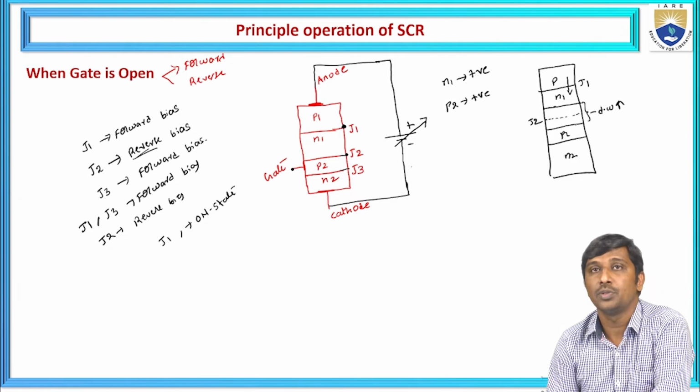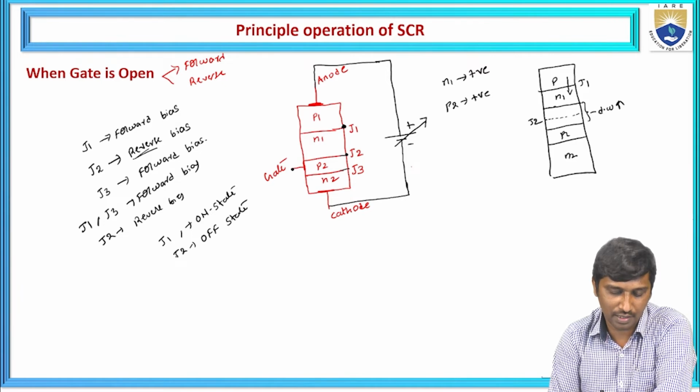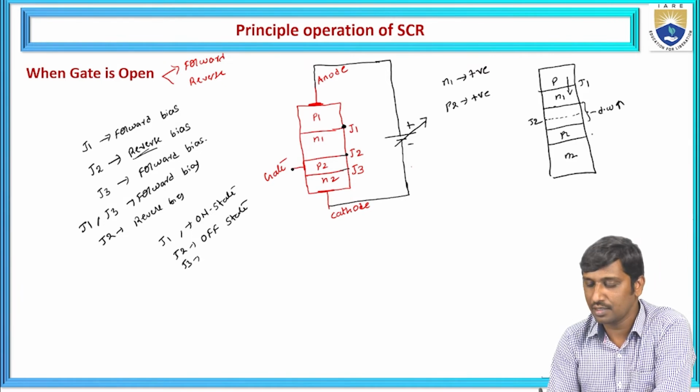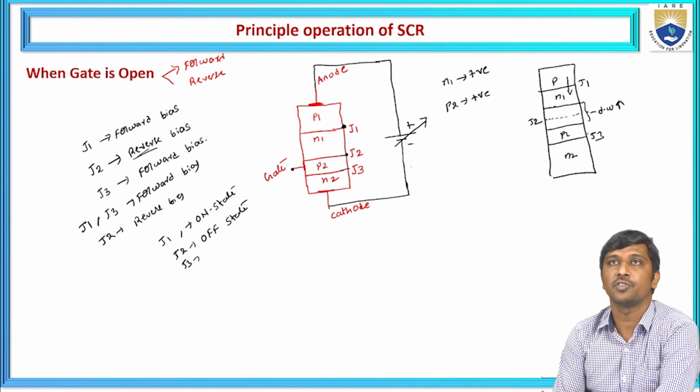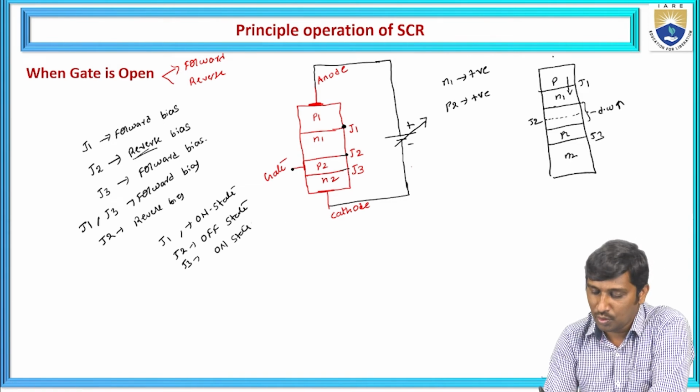J2 acts as a reverse bias, meaning J2 is in a non-conducting state. Hence, the state is represented as the off state. But J3 is again forward biased, meaning that state is represented as the on state. But we need to allow the conduction.